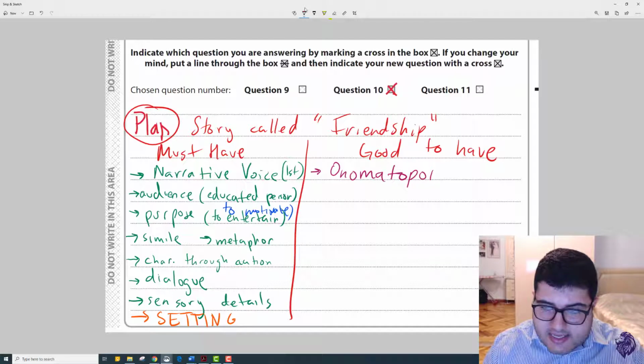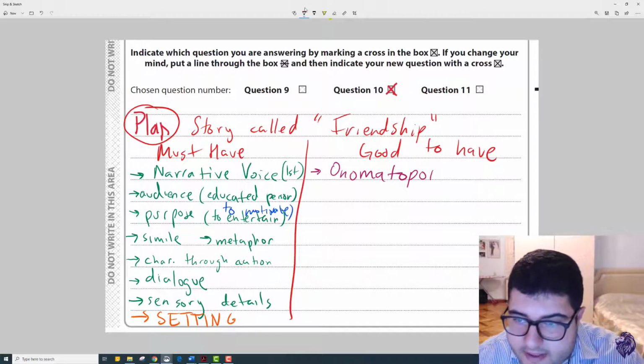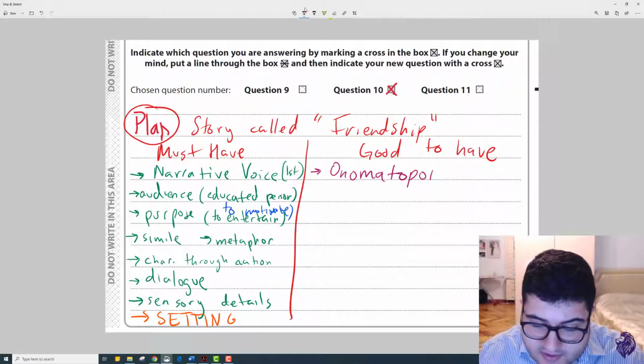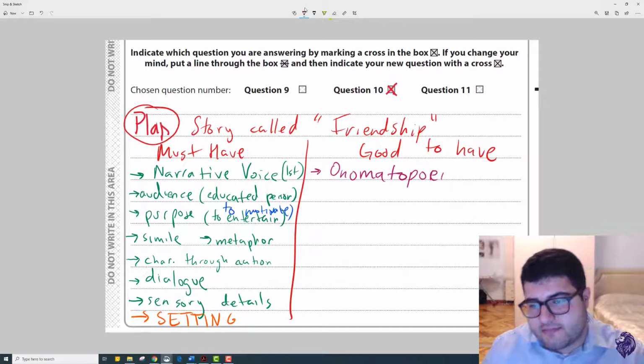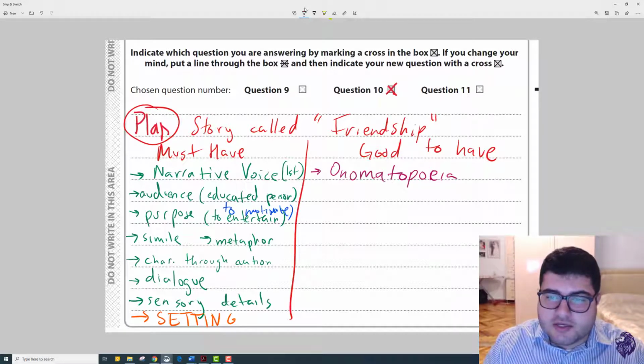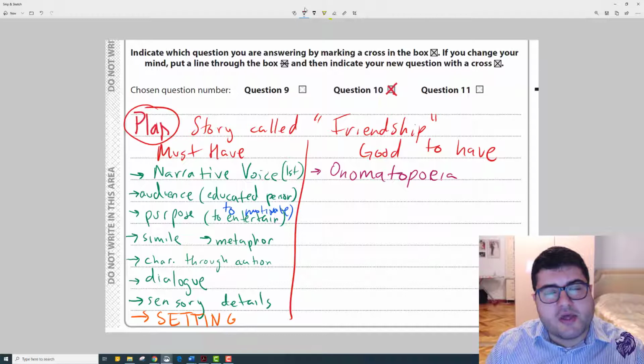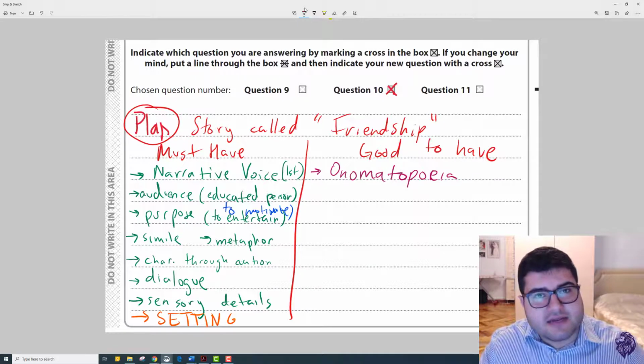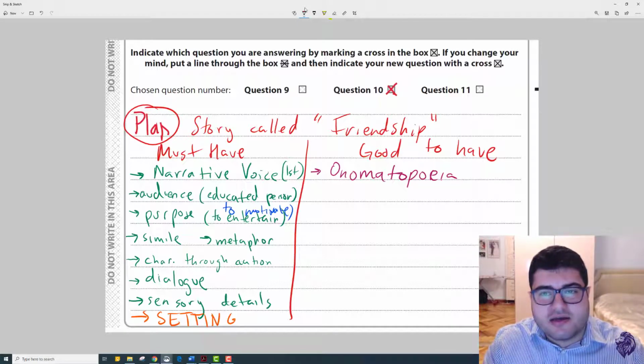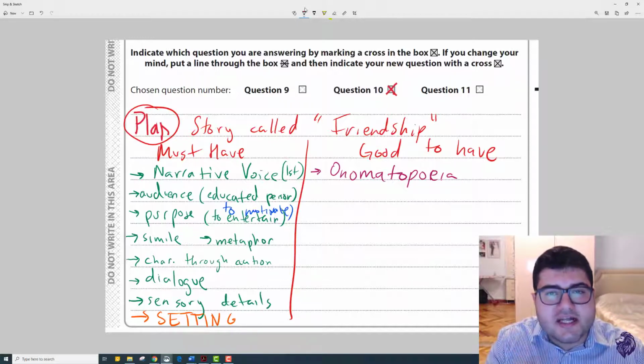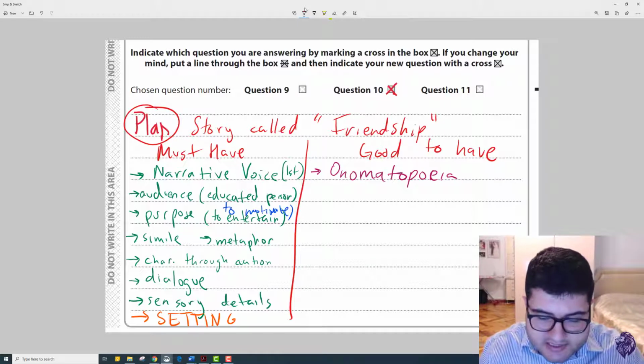Onomatopoeia. I always forget this word. There it is. Onomatopoeia. So onomatopoeia is kind of like when the word itself, like buzz, has the same sound as the sound it describes. So bang, buzz, clap. So certain words that the word itself mimics the sound it makes.